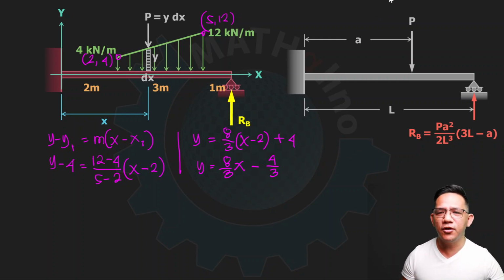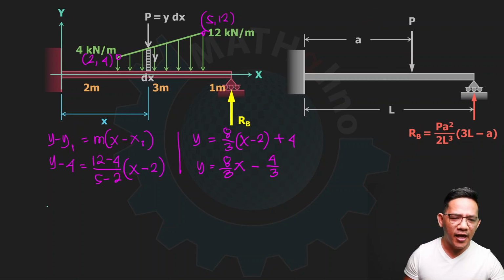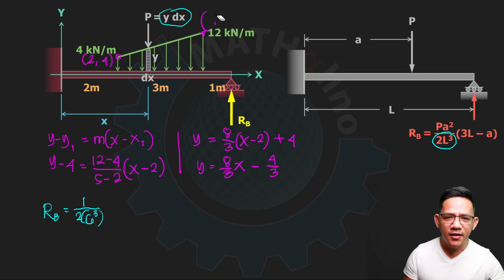Now, to apply this formula for RB, we can use integration. So the RB now will become, let me write this first, 1 over 2 times 6 cubed. Our span is 6, so 2 times 6 cubed is 432. Then P, our P is this one, y dx. That will be our value of P. The value of P is equal to y, which is 8 over 3 of x minus 4/3, that is the value of P dx.